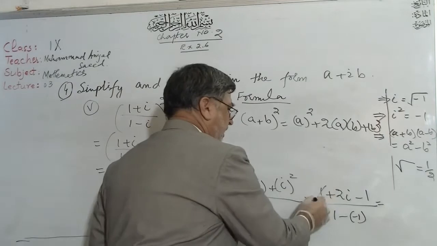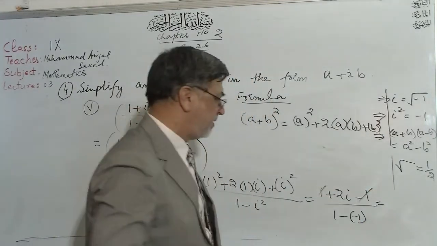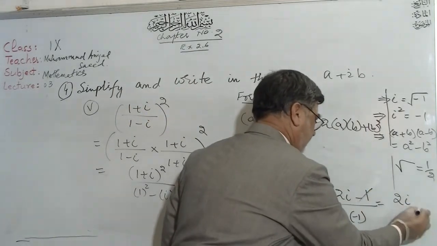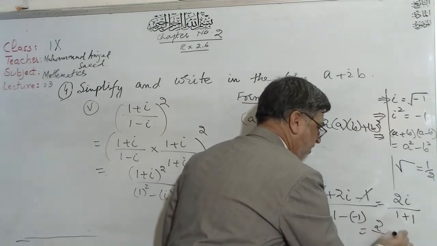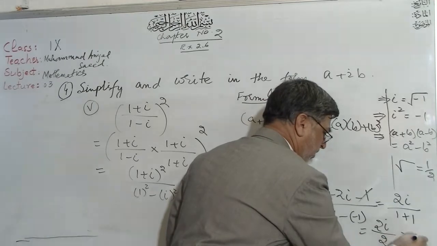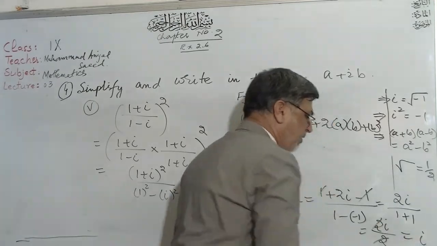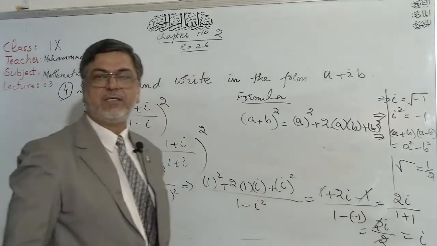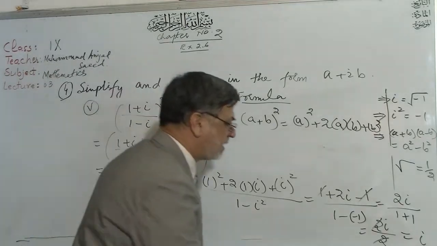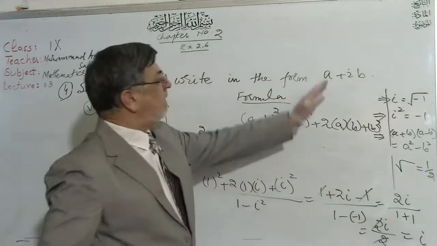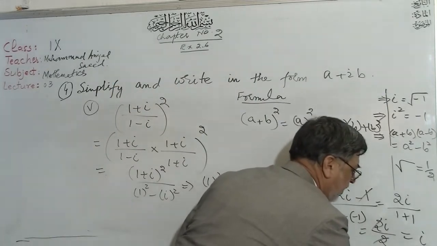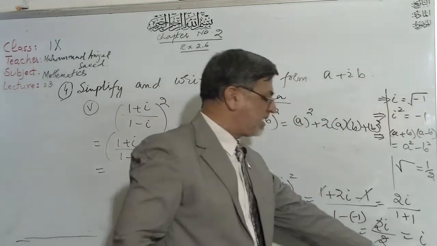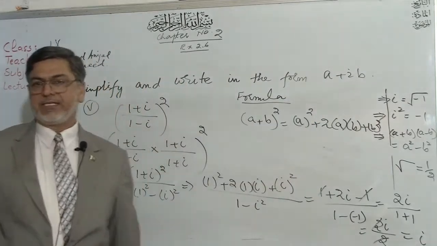Here we have 1 and minus 1, they cancel out. 2 iota divided by 1 plus 1, 2 iota over 2, the 2s cancel out. Your answer is iota. So you can write this iota in standard form because you don't have the real part, so it can be written as 0 plus iota. This is your required complex number.